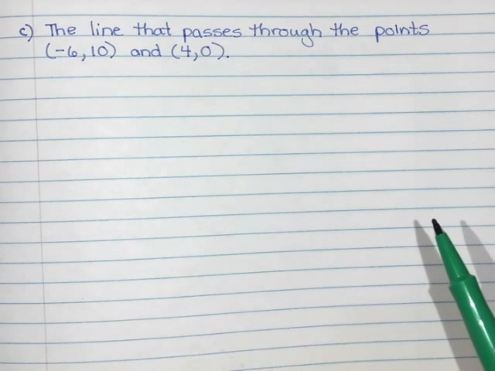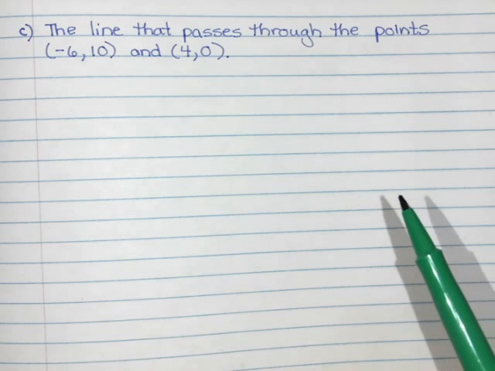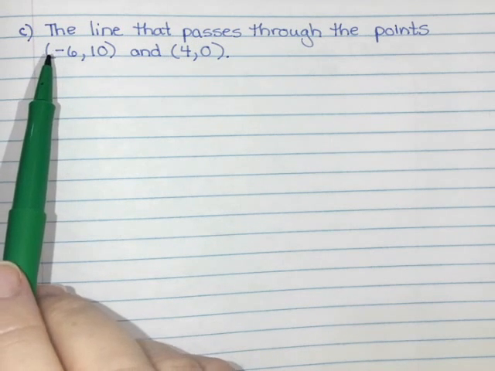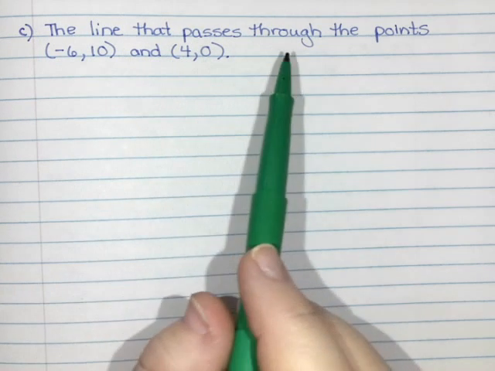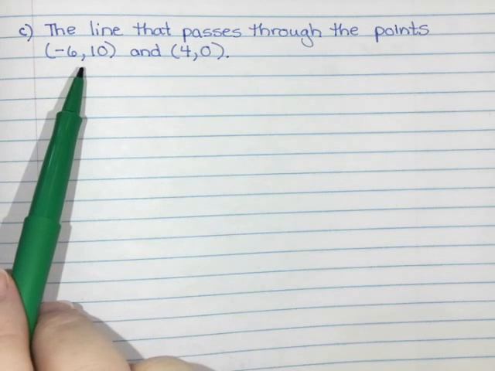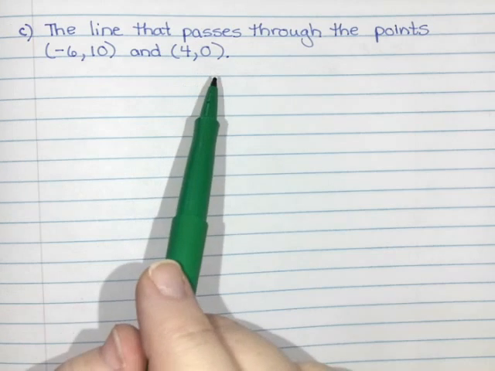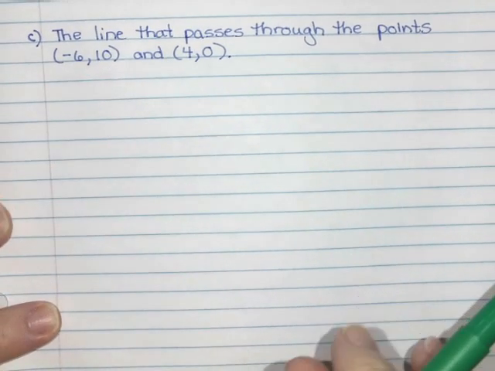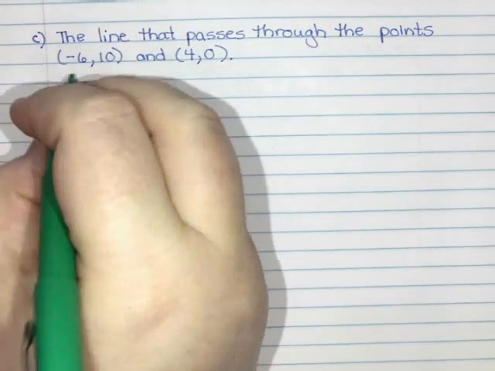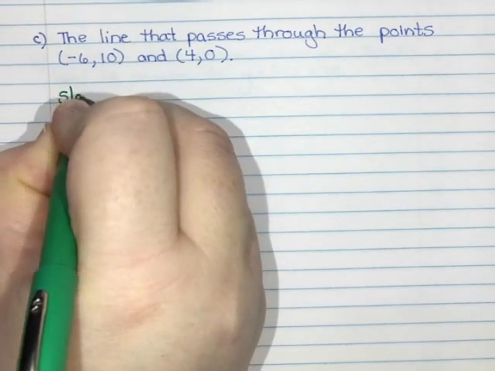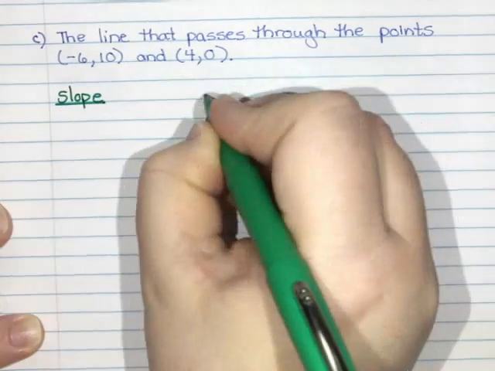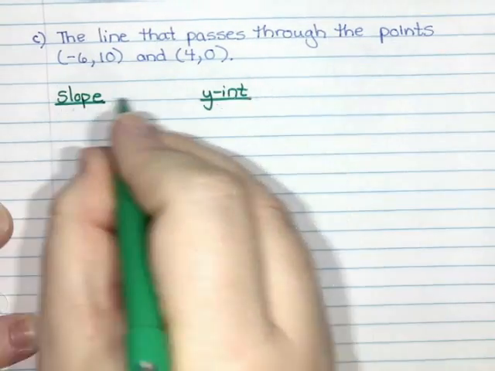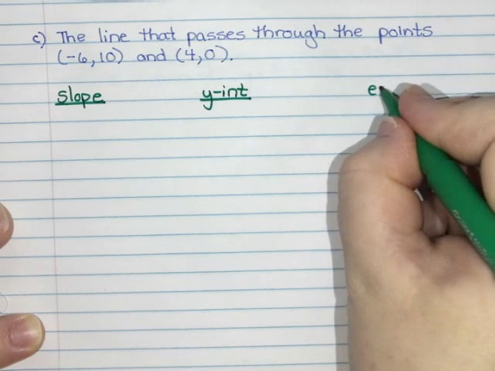This is the third part of our lesson on equation of a line practice. So our third example says that we want to find the equation of the line that passes through the points -6 and 10 and 4 and 0. Whenever you're trying to find the equation of a line, you always need slope and y-intercept. And together, we will use the slope and the y-intercept to make an equation.